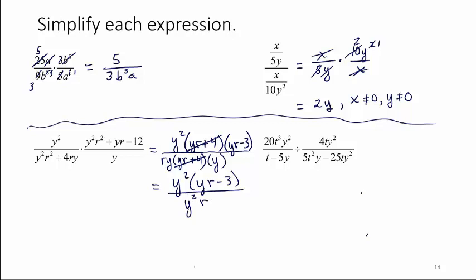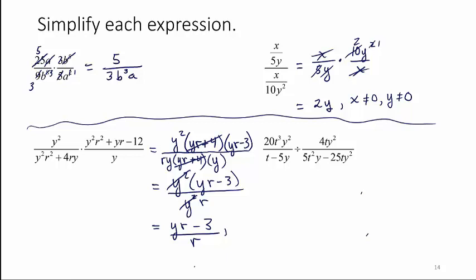I've got y times y down there. So this factor of y squared also goes away. So we end up with yr minus 3 divided by r. And no, you cannot cancel the r's and have y minus 3. That doesn't happen because we're subtracting in the numerator there. So, but we need to list the domain restriction. So we end up with a simplified version of yr minus 3 divided by r.